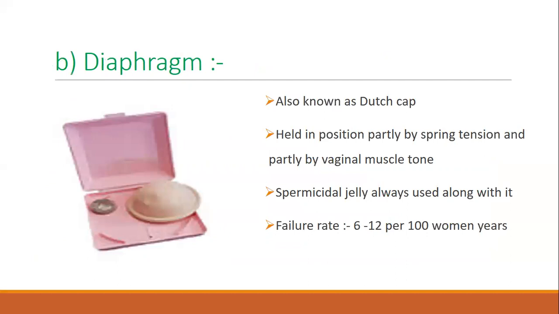Then diaphragm, also known as Dutch cap. It is held in position partly by the spring tension and partly by the vaginal muscle tone. Spermicidal jelly is always used along with it. Failure rate is 6 to 12 per 100 women years. The diaphragm is inserted before sexual intercourse and must remain in place for not less than 6 hours after sexual intercourse.